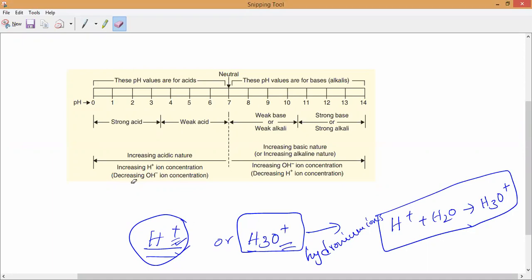The pH scale varies from where to where? From 0 to 14. So 0 is what? Very strong acid. And 14 is very strong base. Remember it. Both are very, very dangerous.